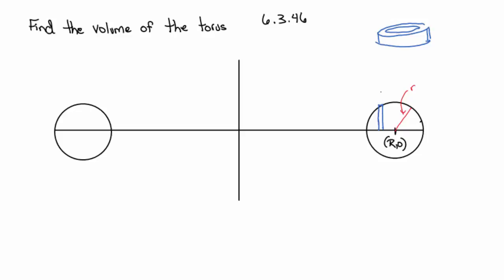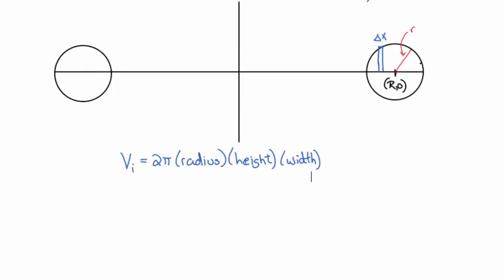So first of all, I'm going to note here that this is some delta x, and the volume of the ith slice is going to be, well, there's a distance going around this shell, so it's a circumference, 2 pi, times the radius here, because all the r's, unfortunately, are being used, times the height of that slice, and then times the width of that slice.